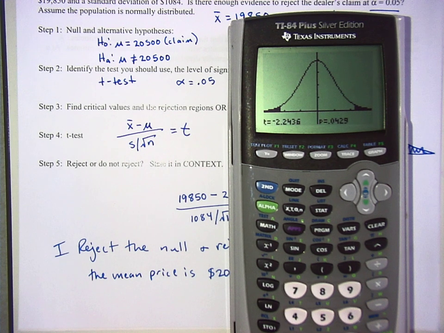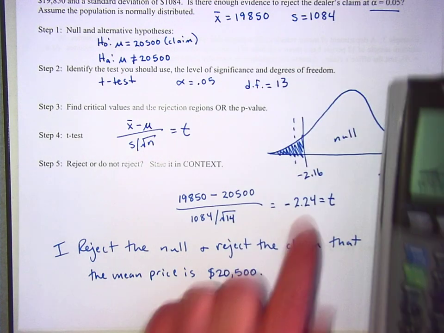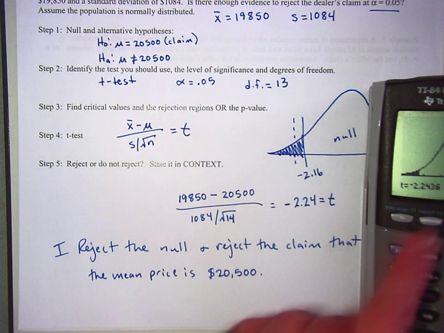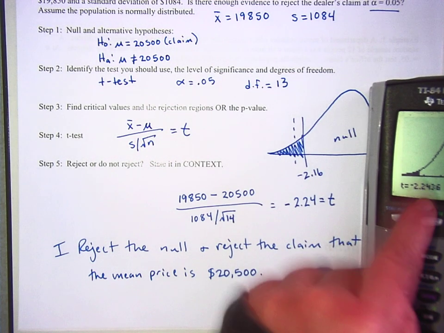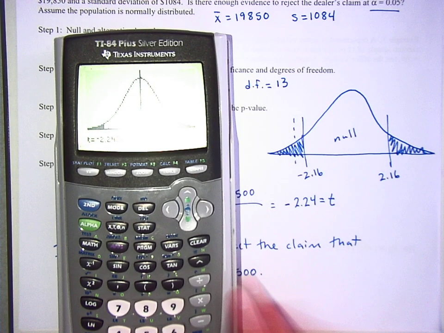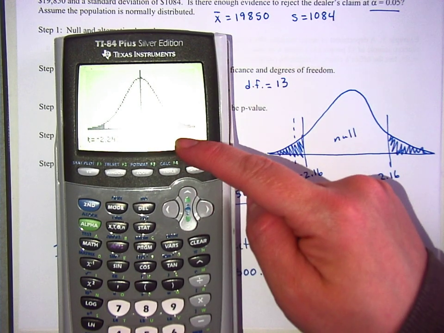Isn't that pretty? Okay, you can see that we got our t-score right, negative 2.24, which is right there. So if you wanted to compare it to that, you could. Also see how it gives you a p-value right there?